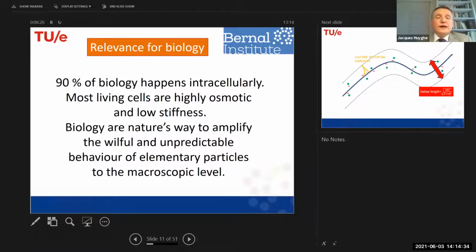Now, we should think that 90% of the biology, and therefore also 90% of the medicine, happens intracellularly. So all developments relating to medicines for instance, COVID-19 or cardiovascular disease or cancer or Alzheimer or whatever be the disease, should act inside the cell. Inside the cell, we have a highly osmotic environment of very low stiffness.